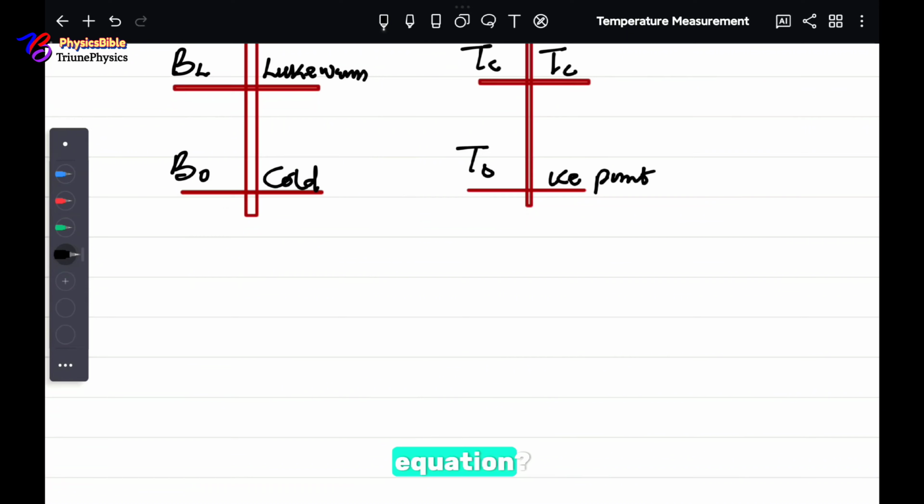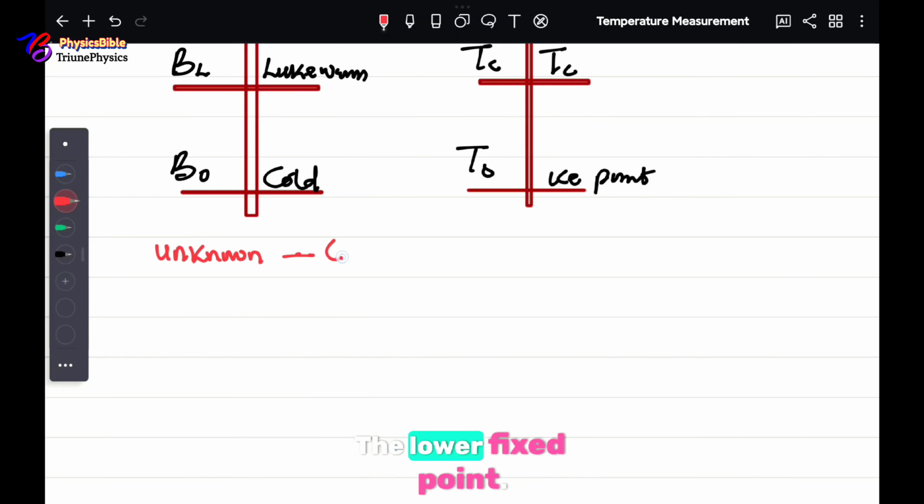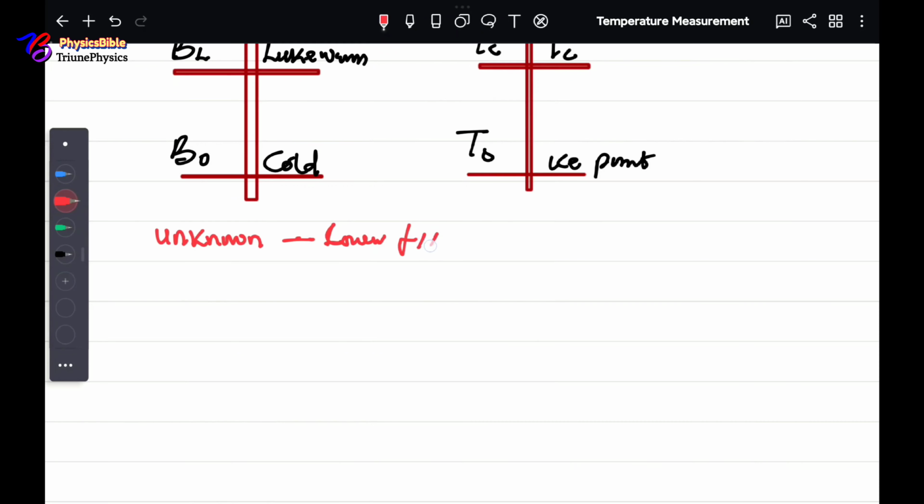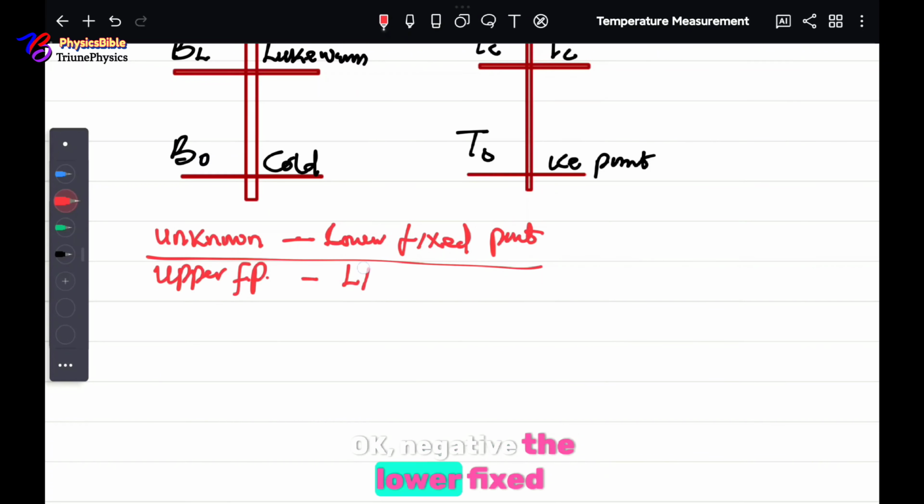How do you derive your equation? Recall, I've taught you that earlier. The concept is the same, and it is a simple concept. Your unknown, your known scale, negative the lower fixed point, all divided by the upper fixed point, negative the lower fixed point. I hope this is clear to you, please.